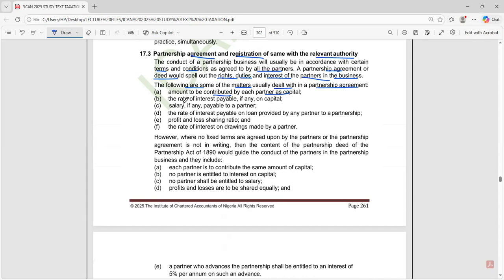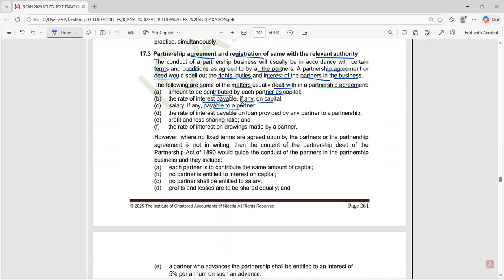Then the next one is that it also states the interest payable, if any, on capital. The capital that you contributed to the partnership is as though you loaned the business. Therefore, you'll be paid interest on that capital if it is agreed upon. Then the next one is salary, if any, payable to a partner.